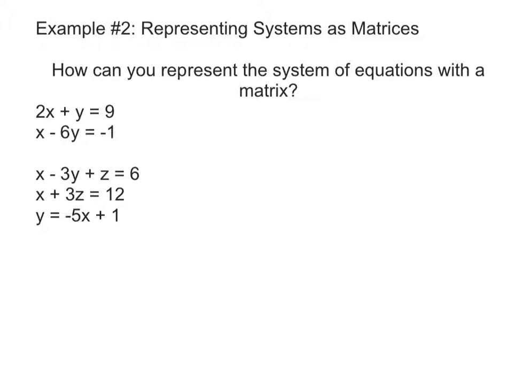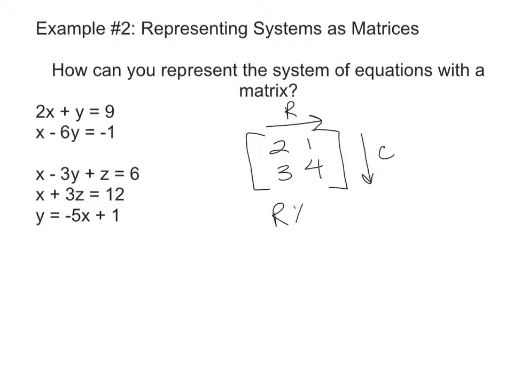So just so that you know what I'm talking about, let's say we have a matrix and it says 2, 1, 3, 4. The rows are horizontal, and columns are vertical. So rows are horizontal, columns are vertical. When you write the size, you would say row by column. So this would be a 2 by 2. Let me give you another example.